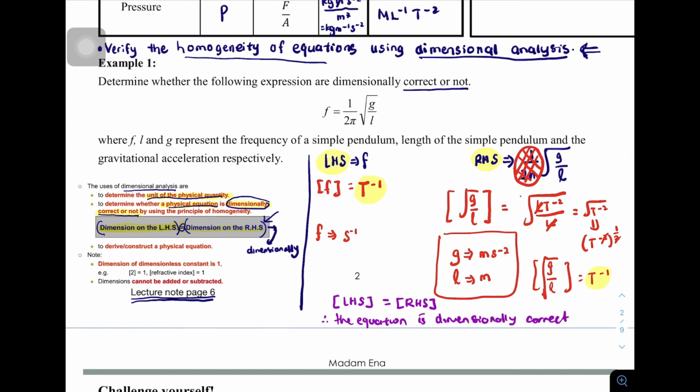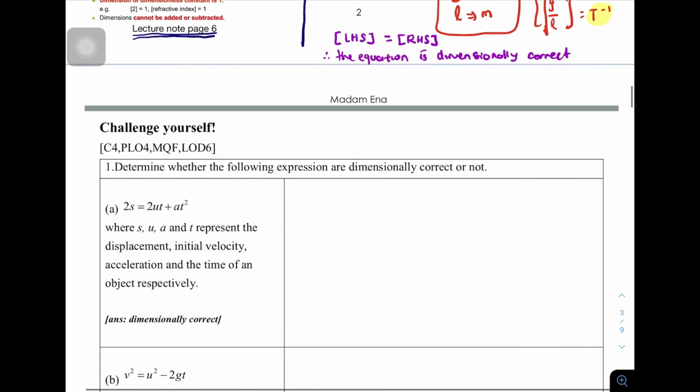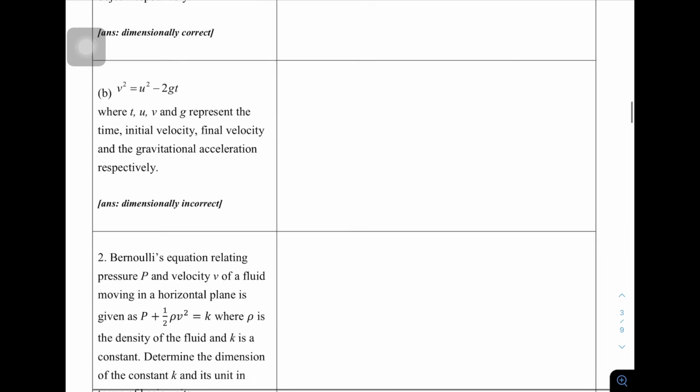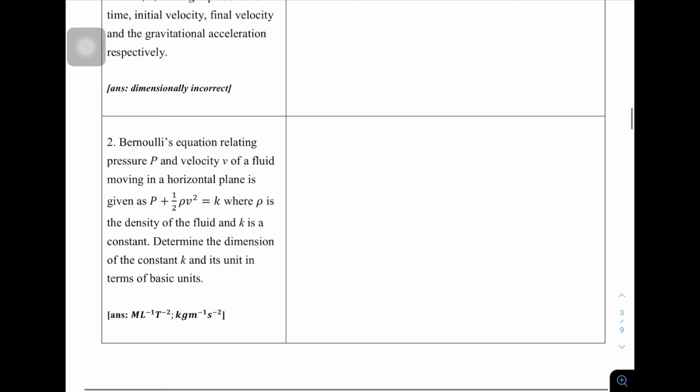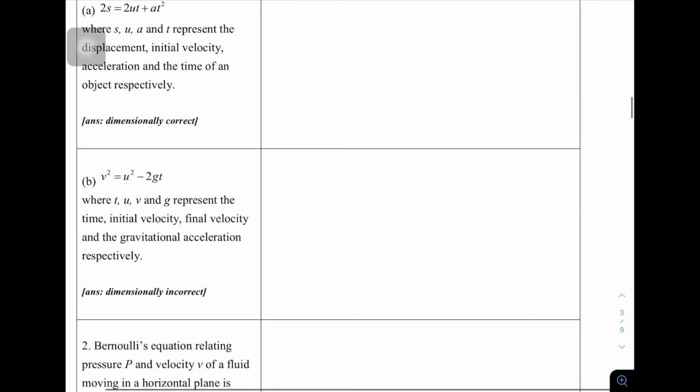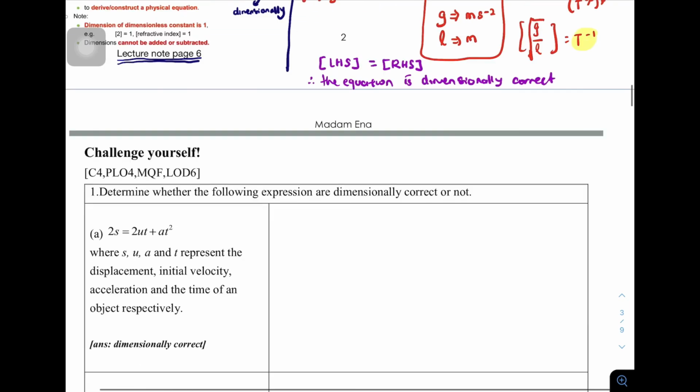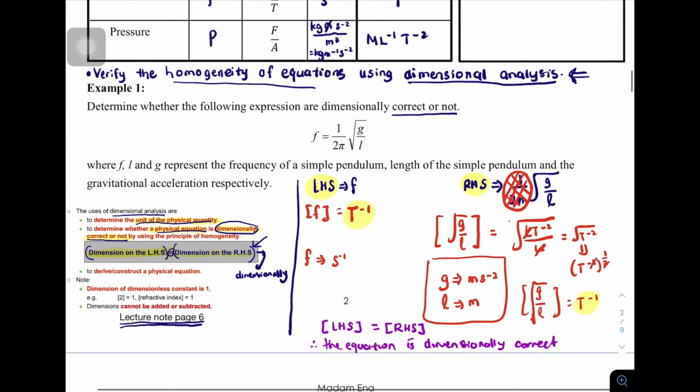Okay, so you may try questions number 1 and 2. I put the answer over there. If you can't answer it, try to look again at this example, or you may come and DM me, or DM in the group, if you have any problem.